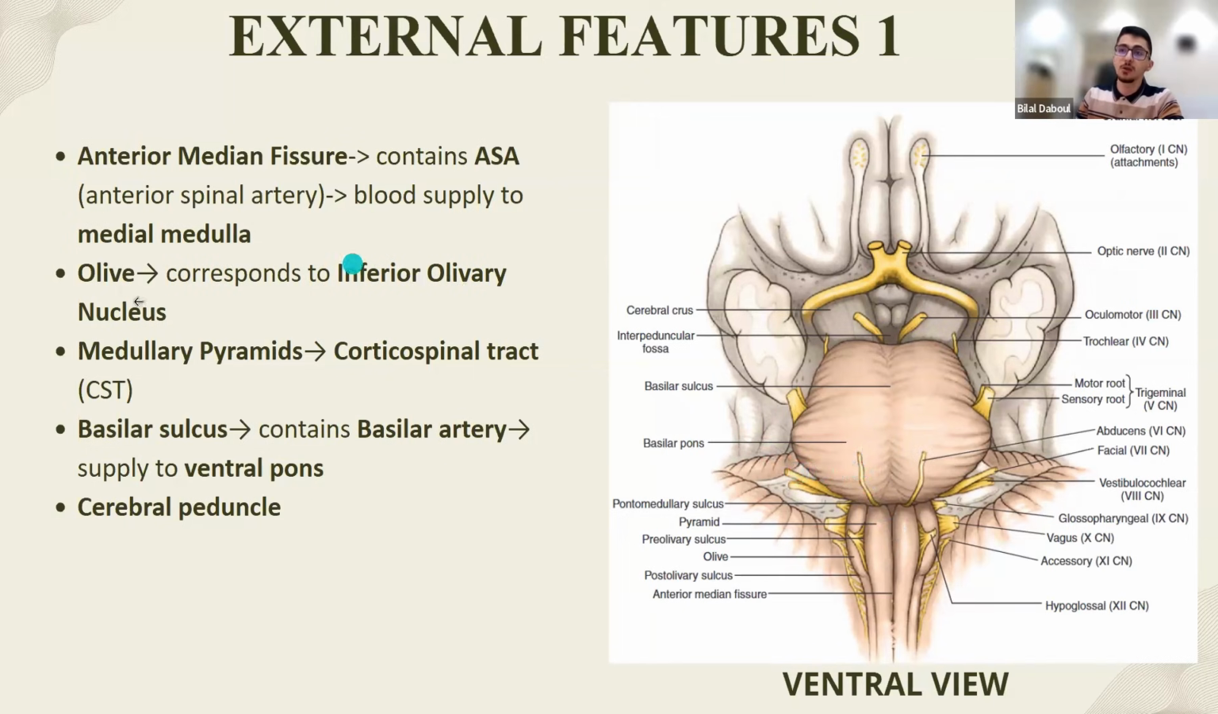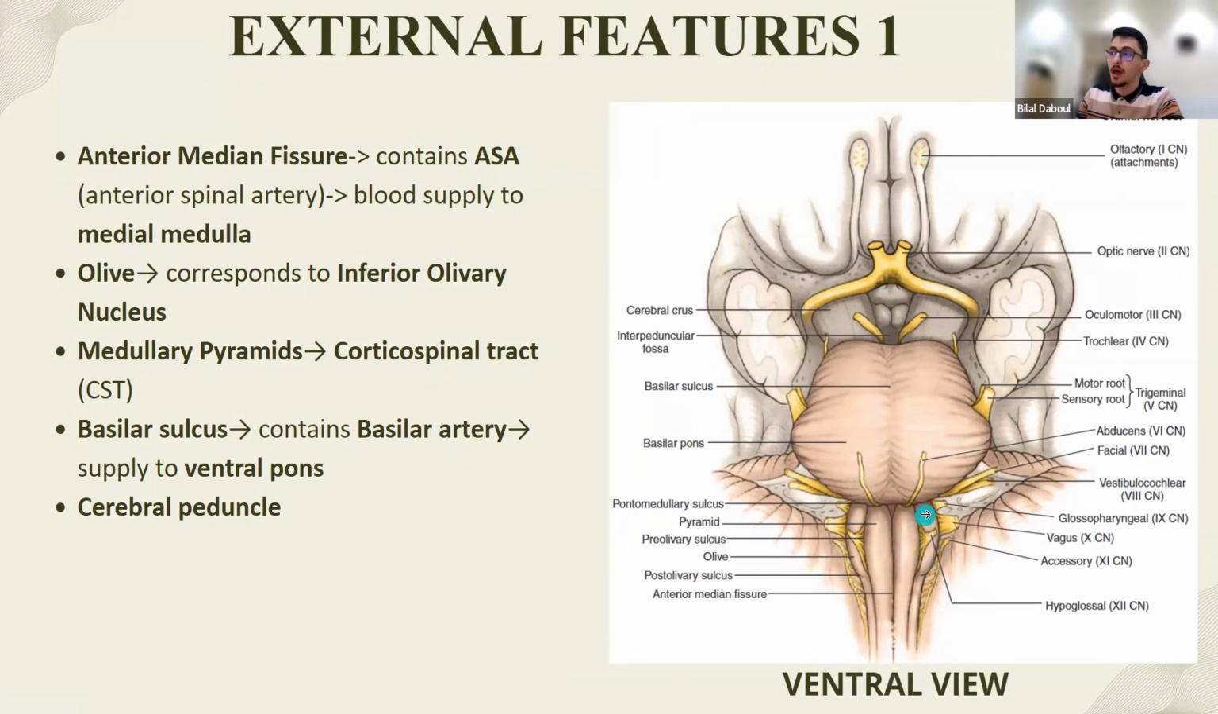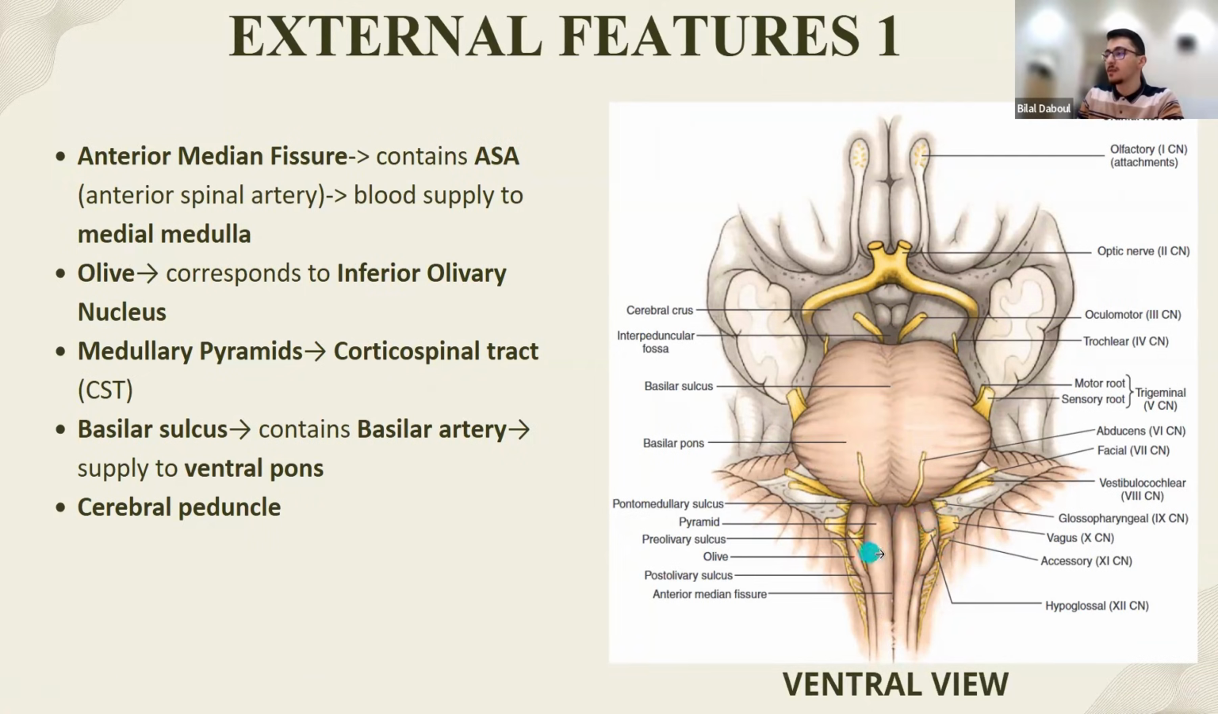Other important structures include the olive. So the olive is an olive-shaped protrusion, just lateral to the pyramids, if you notice. And it corresponds internally to the inferior olivary nucleus, which we'll be seeing later on. So you have the pyramids here, you have the olives. Now that's it for the medulla in terms of the major anatomical landmarks.